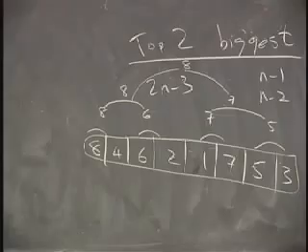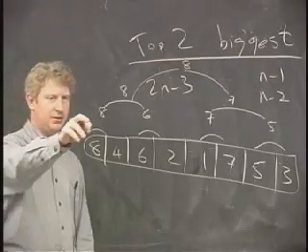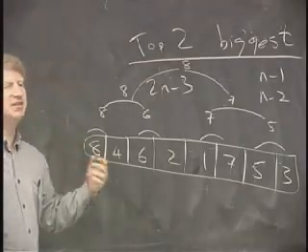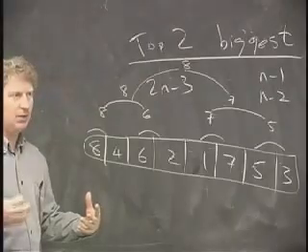That is, it has to be 8, 6, 1, or 8, 6, 7, 5, or 4. Good. And let me say what it is more generally. Good, and this will answer your question. Where can the second biggest be in this tree? Well, let me tell you.